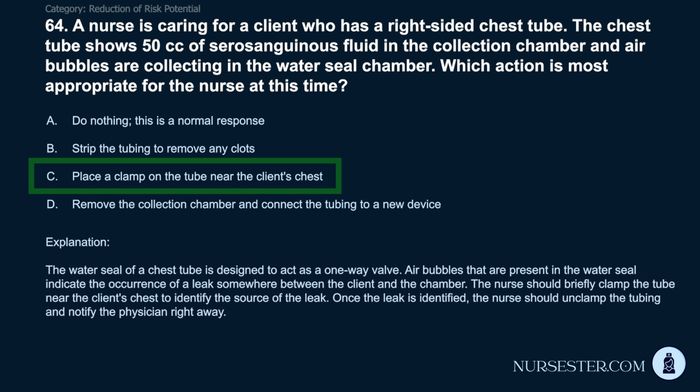The water seal of a chest tube is designed to act as a one-way valve. Air bubbles that are present in the water seal indicate the occurrence of a leak somewhere between the client and the chamber. The nurse should briefly clamp the tube near the client's chest to identify the source of the leak. Once the leak is identified, the nurse should unclamp the tubing and notify the physician right away.